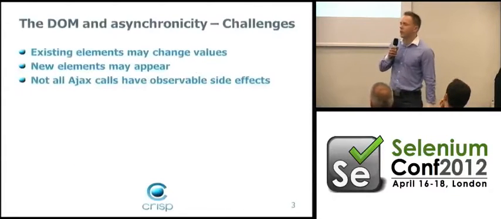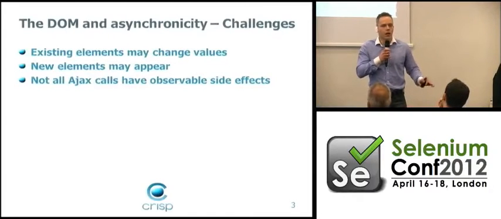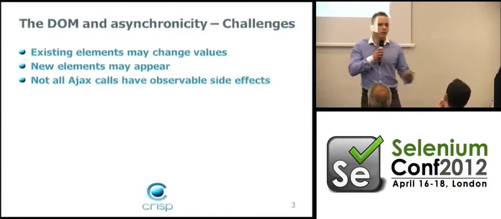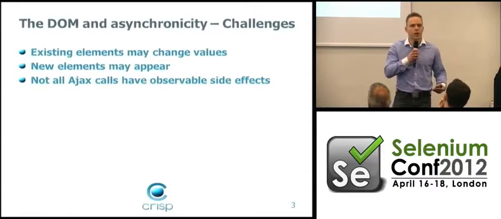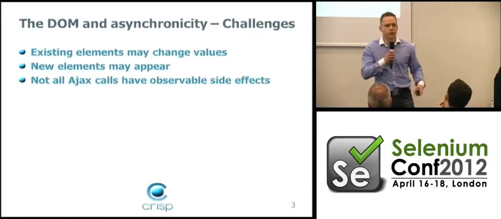So basically, there are three categories of problems you can encounter with Ajax. A simple one is you have a page and you dispatch an Ajax call and an element changes value. A typical example of that would be a password input field. You start typing and it says weak, weak, weak, and then you add some more digits and it says strong. So that's something changing value.